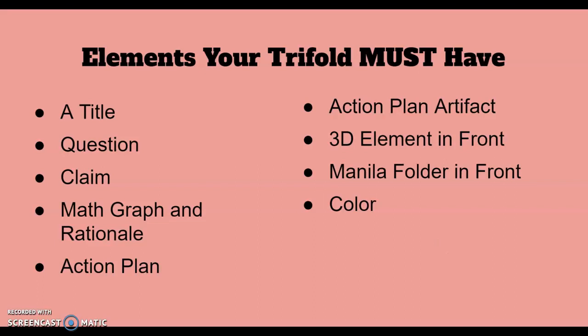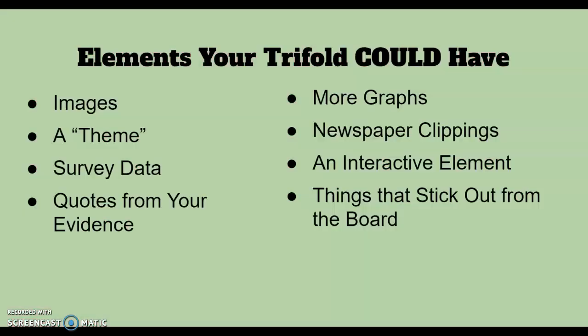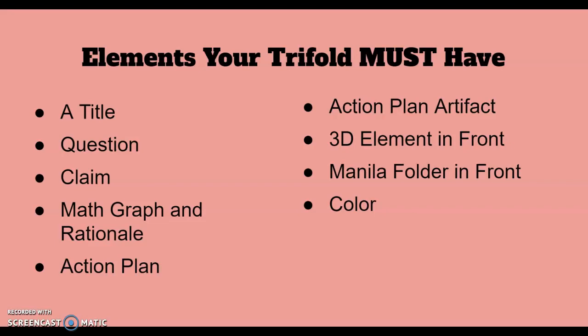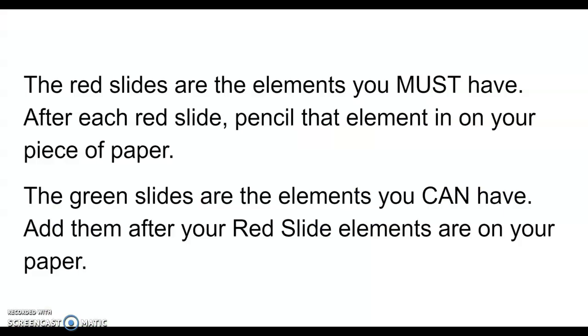Your trifold needs to have these elements. So these 9 things have to be on everyone's trifold. That's how we make sure that you get the information across that we want to make sure you get across. These elements on the green slides, these are optional. They could add to your trifold, they could make it more interesting, but they aren't required like the things on the red slides are. This slide is just going to repeat the same things I just told you. Now we're going to go through those elements one by one.